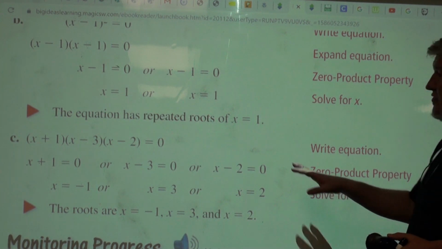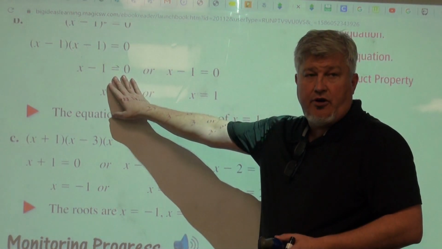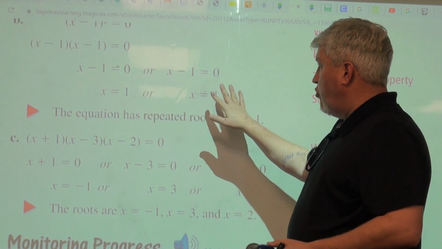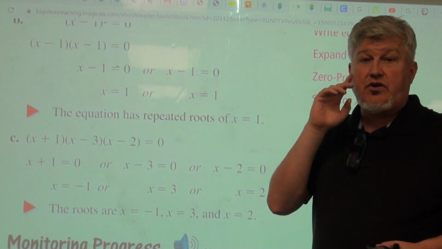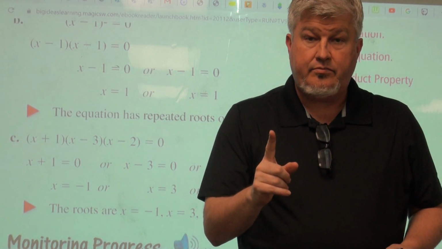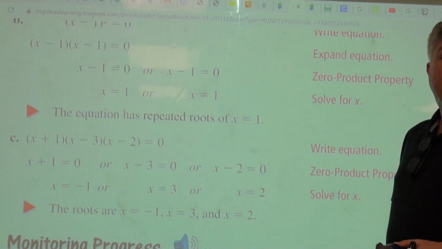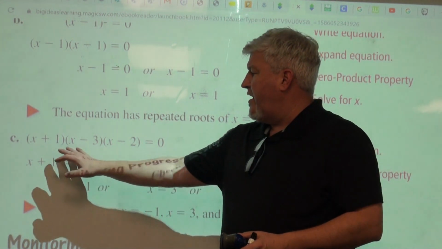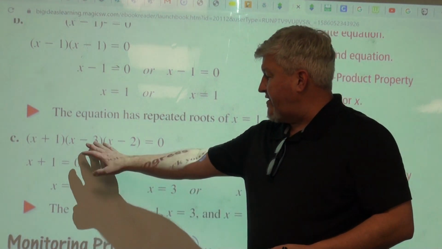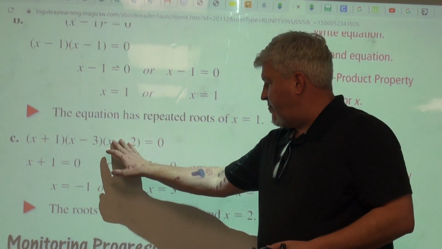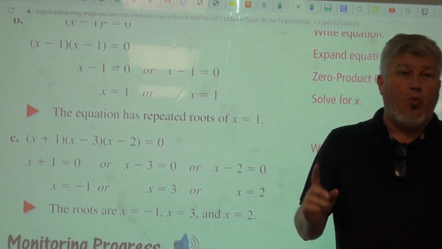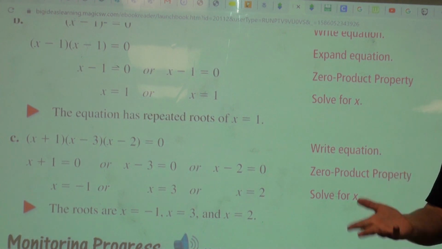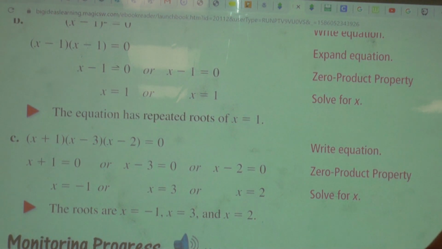Notice here, you set x minus 1 equal to 0 and x minus 1 equal to 0, the exact same thing. Your only answer is x equals 1. And lastly, you've got one that has 3 polynomials. x plus 1 times x minus 3 times x minus 2 equals 0. One of those 3 terms equals 0, so set them all equal to 0 to see what our options are.